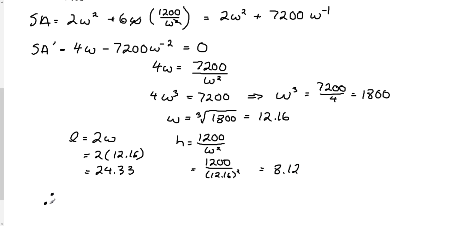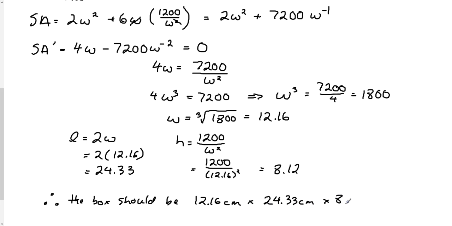So just to show that we're done here, we're going to sum up with a concluding statement. We're going to say the box should be, let's see, 12.16. What were our units here? They were centimeters, so 12.16 centimeters by 24.33 centimeters by 8.12 centimeters. And we've answered the question.